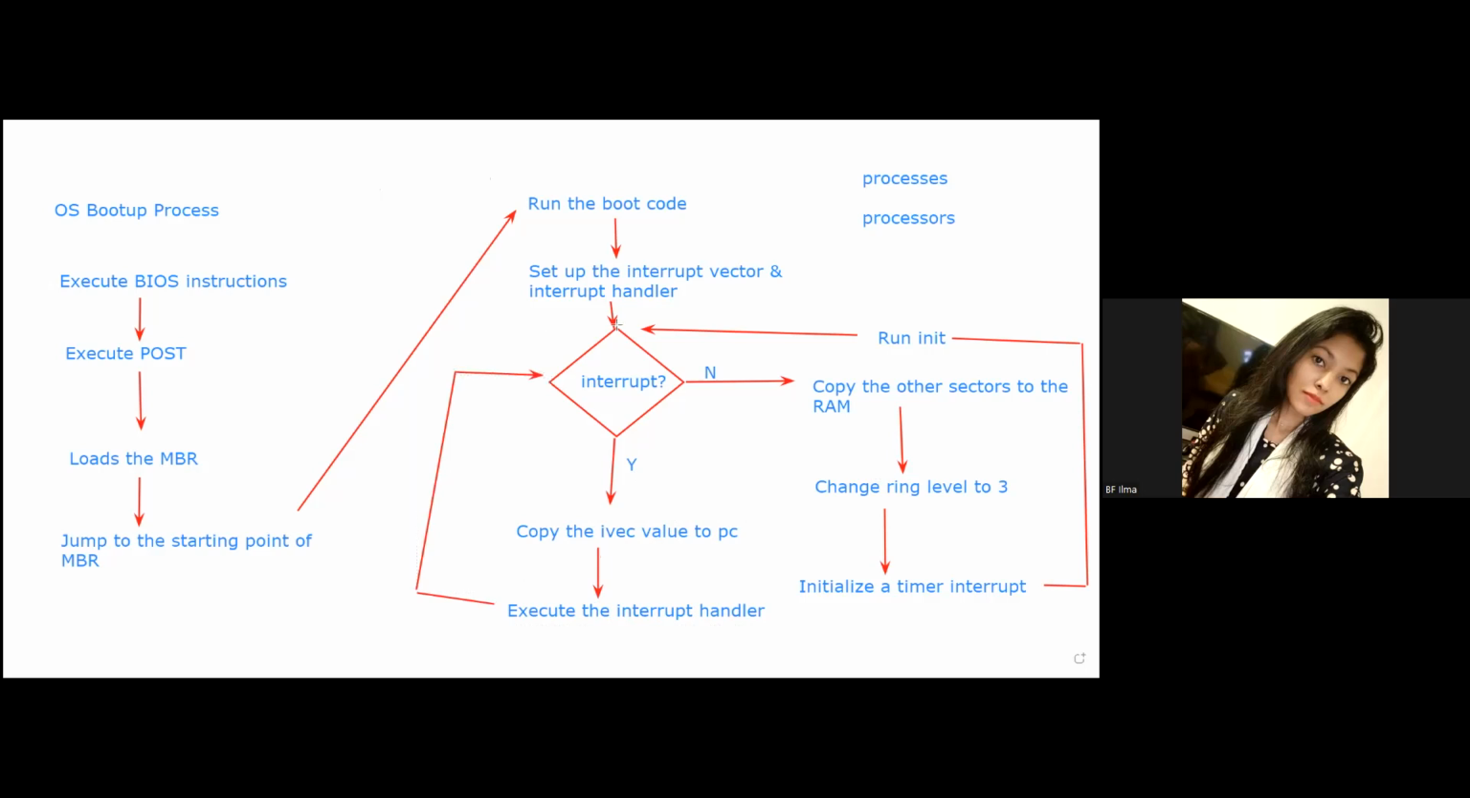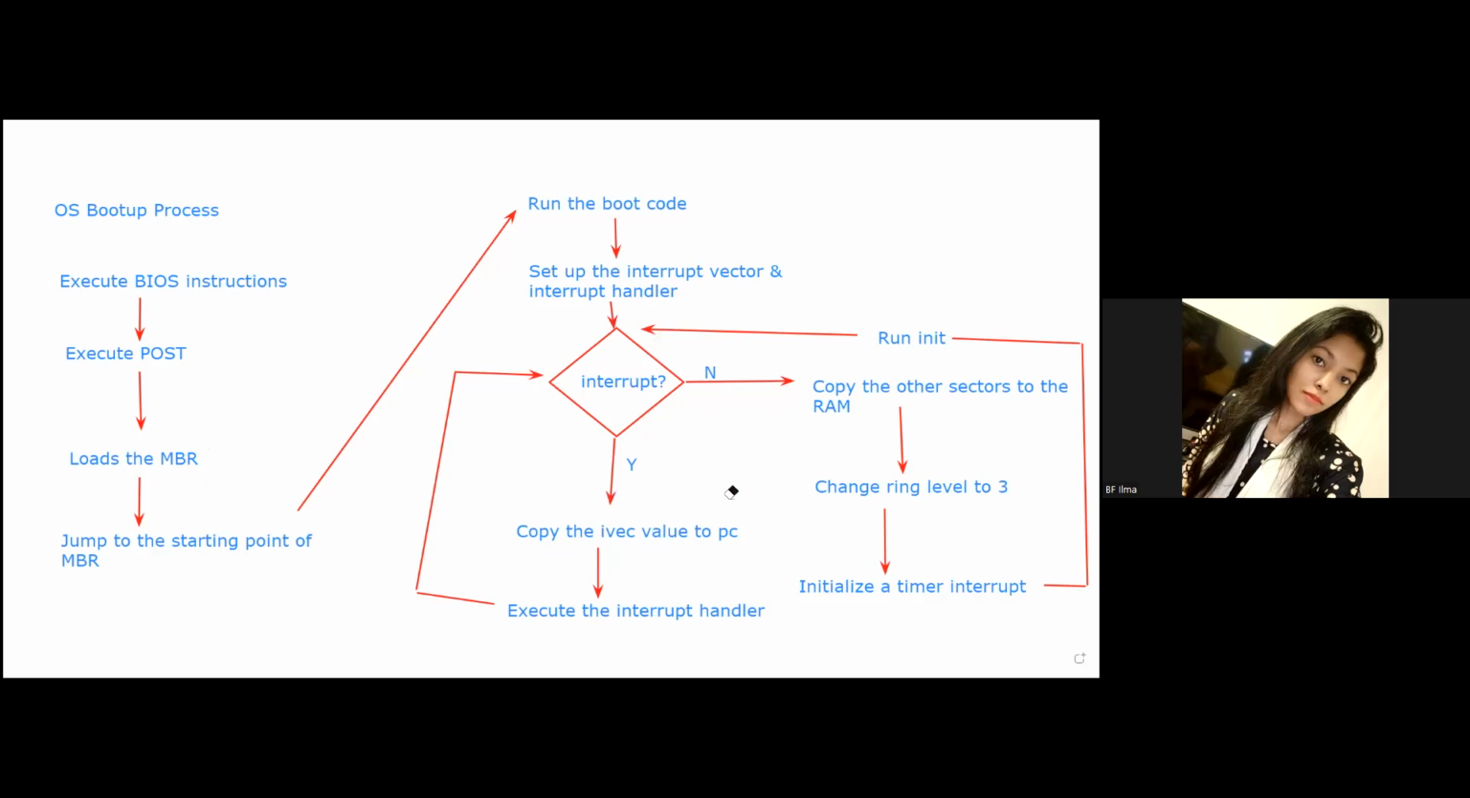So this is basically what is happening at the OS boot up process. First it's BIOS, then POST, then loading the MBR, then running the boot code, then setting up the interrupt vectors and interrupt handlers. All of this happens while constantly checking for interrupts. Then we change the ring level to 3 and initialize a timer interrupt.